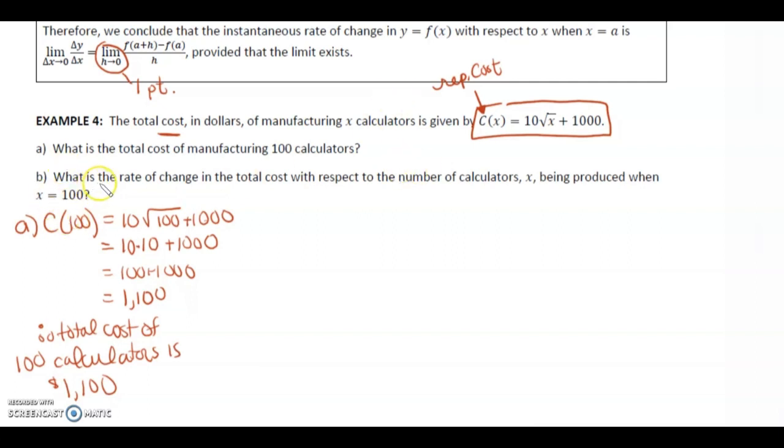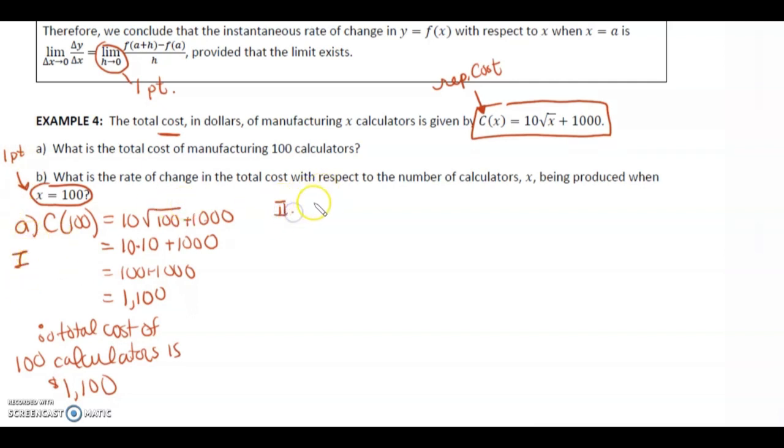Now B asks, what is the rate of change in the total cost with respect to the number of calculators X being produced when X equals 100? So again, we're only given 1 point. So we're going to do the 3 steps. A can represent the first step.